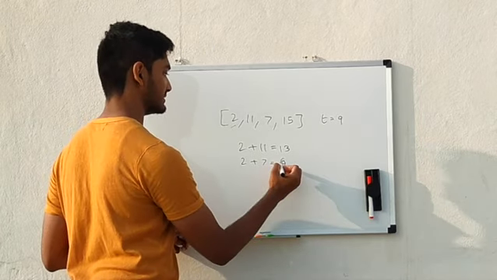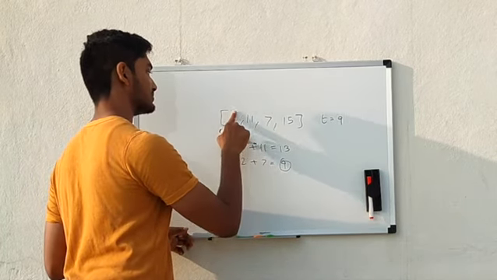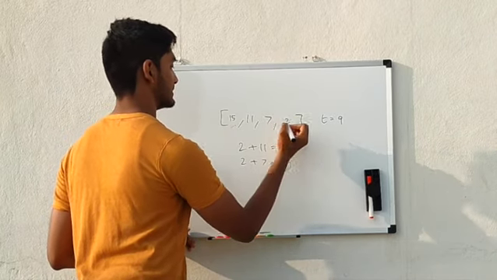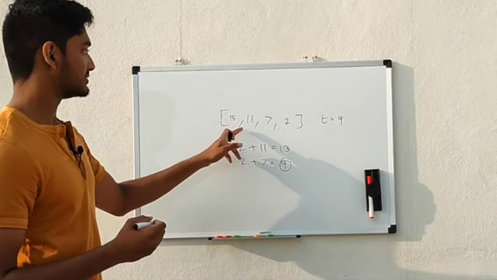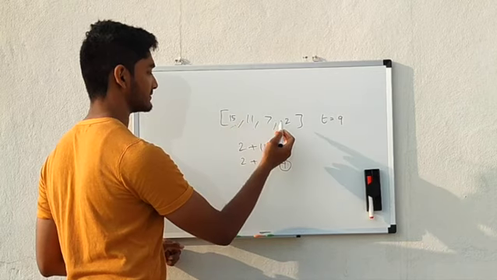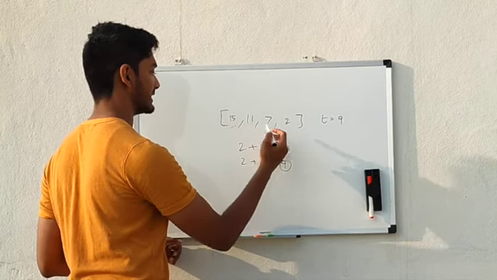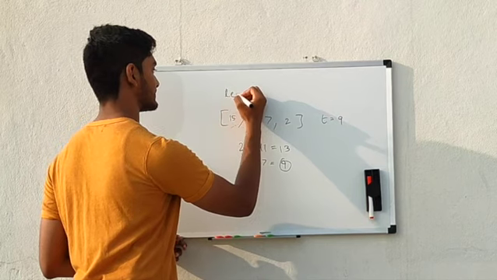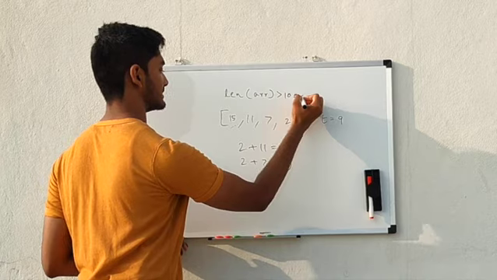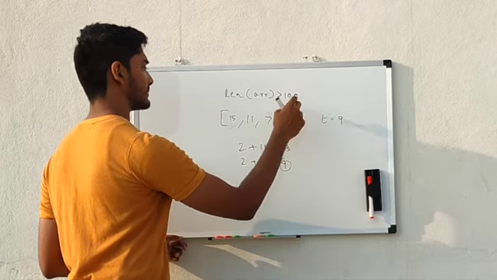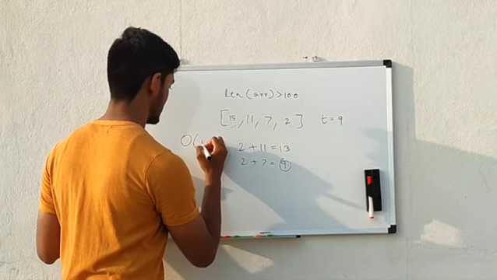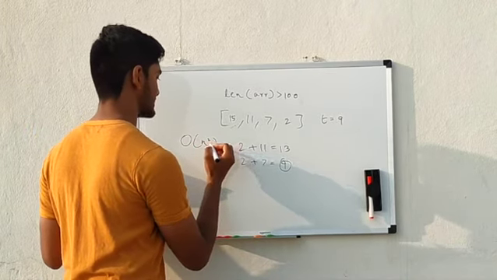But in this case, what if the 2 was not here and instead was here? That's problematic because now you have to iterate through each and every combination. 15 plus 11, 15 plus 7, 15 plus 2, 11 plus 7, 11 plus 2, 7 plus 2, and then you'll get the answer. As the length of the array grows greater than 100 or 1000, it's going to be problematic. So O of n square is not optimal.